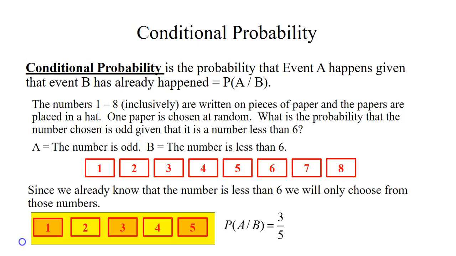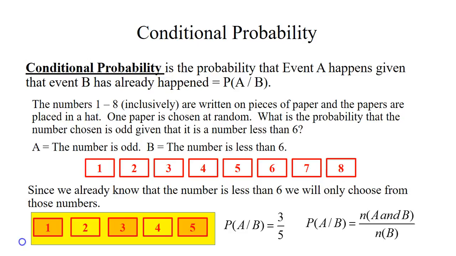The formula to find a probability given that another event has already happened is the probability of A given B is equal to the number of elements in A and B divided by the number of elements of B. The number of elements of A and B in this case is the number of elements that are both odd and less than 6. So that's 1, 3, and 5. So there are 3 of them.